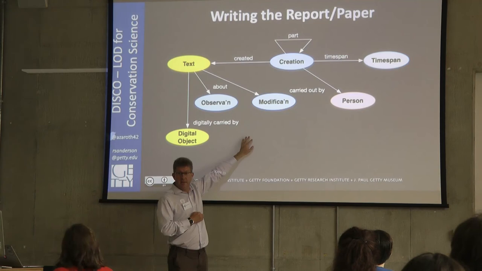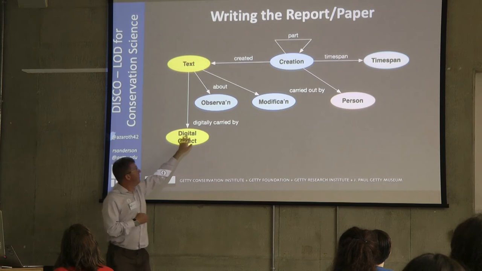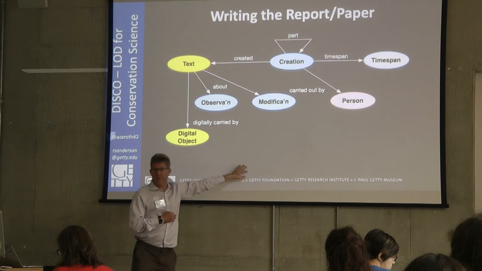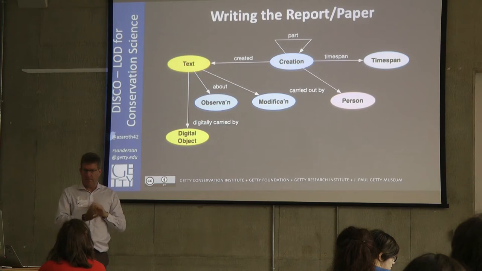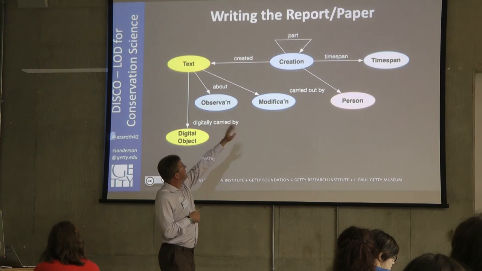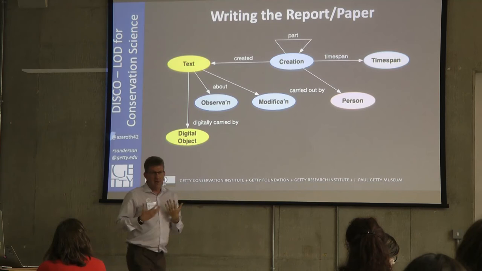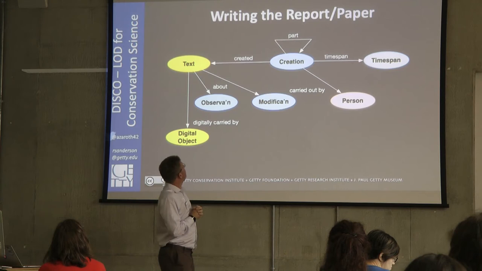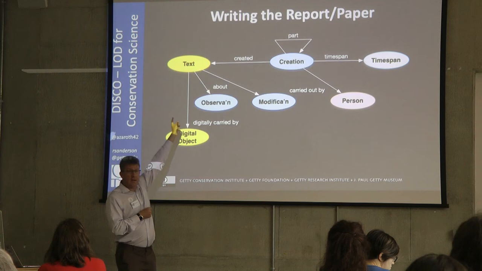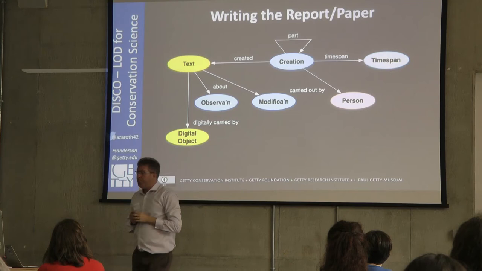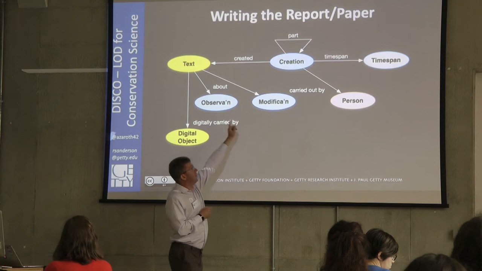So there's the one report text that's carried by multiple different files, each of which could be printed out, generating physical things down here that we don't keep track of, because if you print out your report, great, you don't need to put it in the information system. Again, the creation of the text happens at a particular time, and it's carried out by a particular person. If we wanted to, we could track which computer you were using, with the same technique. But the important thing for us is that the text can be about various things, in this case activities. So it's a report about the observations, which eventually led via various procedures to the modification of the object.